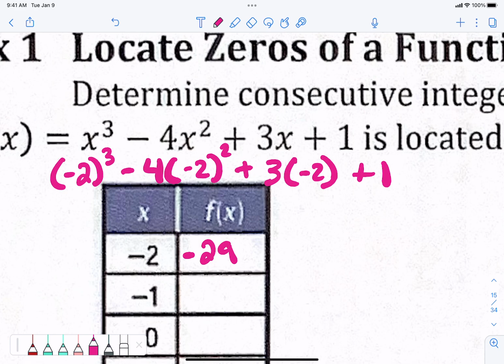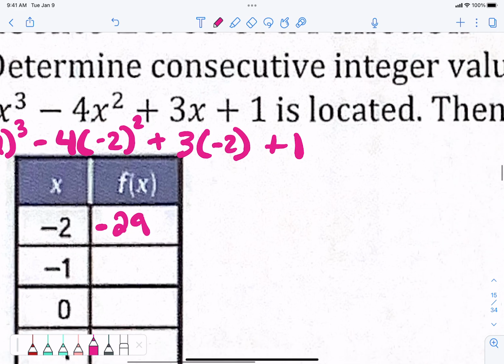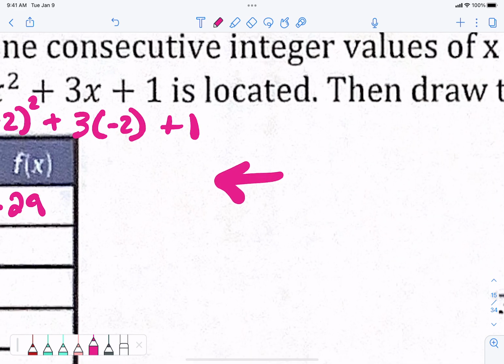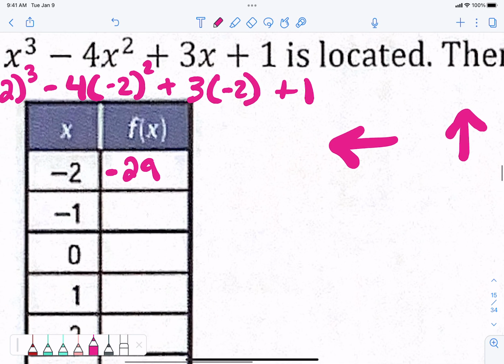Okay. All right. So here's what you're going to do. Now that we have negative 29, most of you should be able to do this on your calculator. You can either hit this button or hit the up arrow and it goes back into the formula and you just change those -2's to -1's. And then you don't have to retype the whole thing again.